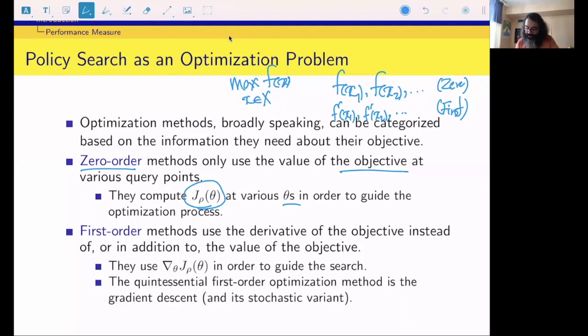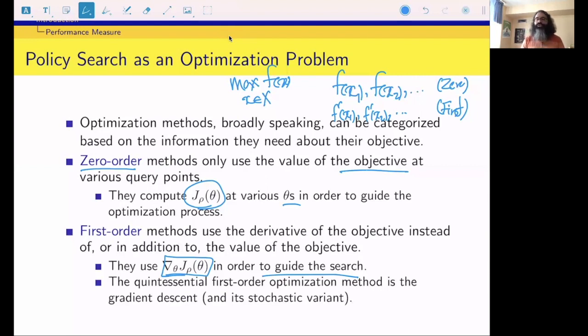So in our case, we want to compute the gradient of performance in order to guide the optimization. And gradient descent or ascent type of methods and stochastic variants of them are quintessential first order type methods.